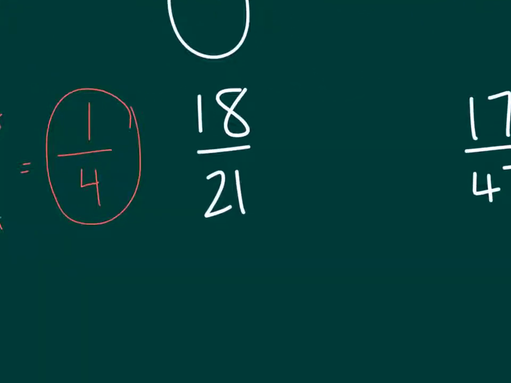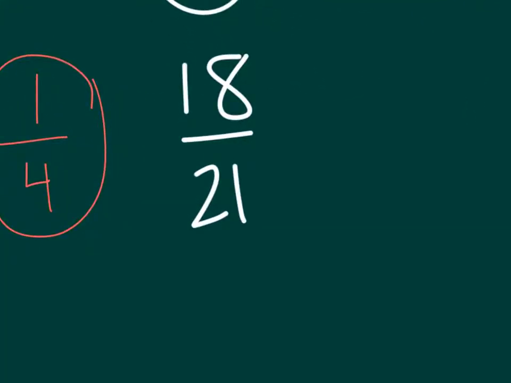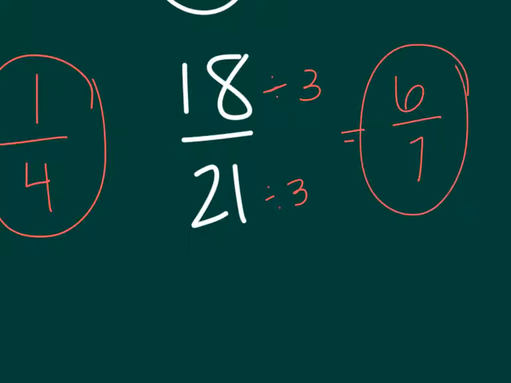Now, if I look at 18 and 21, I can see that at least 3 goes into it, right? So if I say divided by 3, divided by 3, 18 divided by 3 is 6, and 21 divided by 3 is 7. If I look at those two numbers, that is the most simplified form they can be in.